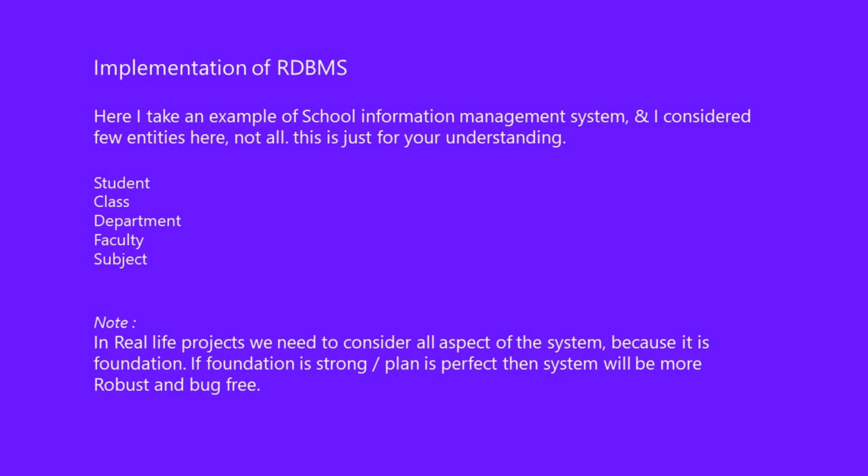Here I take the example of a school information management system, SIMS, and I considered a few entities like student, class, department, faculty, subject, and many more are available, but I considered only five entities. And one more thing, in a real-life project there are so many entities, and we need to consider all of them because this is the foundation. If our plan is good or perfect, then the system will be robust and bug free.